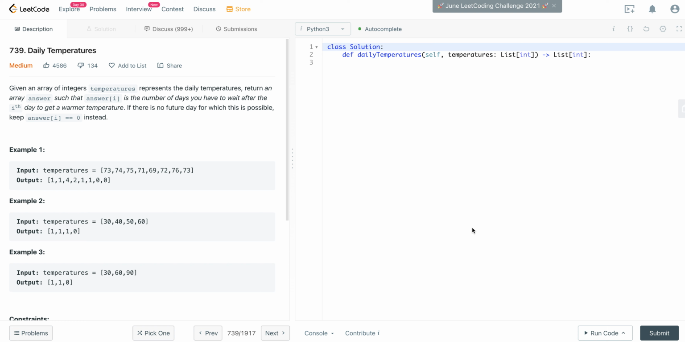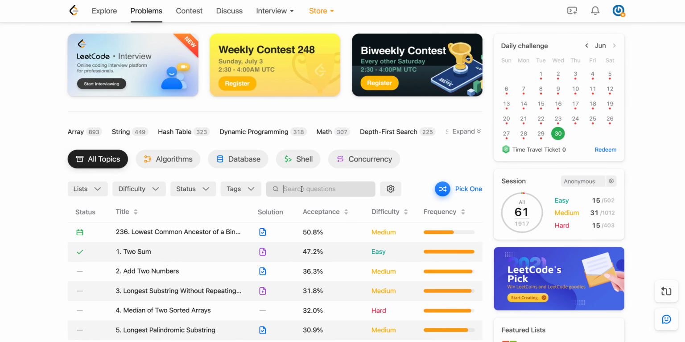Today I'll do LeetCode medium question 739, Daily Temperatures. This is a classical question for using a monotonic stack. And this question is basically exactly the opposite of another question, 84, which also uses a monotonic stack.